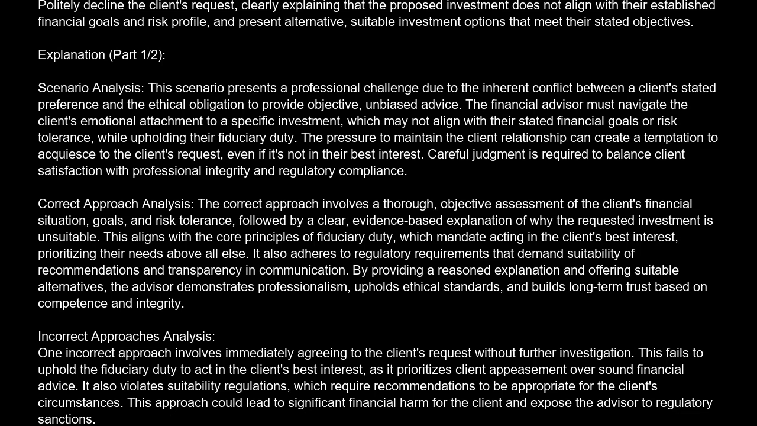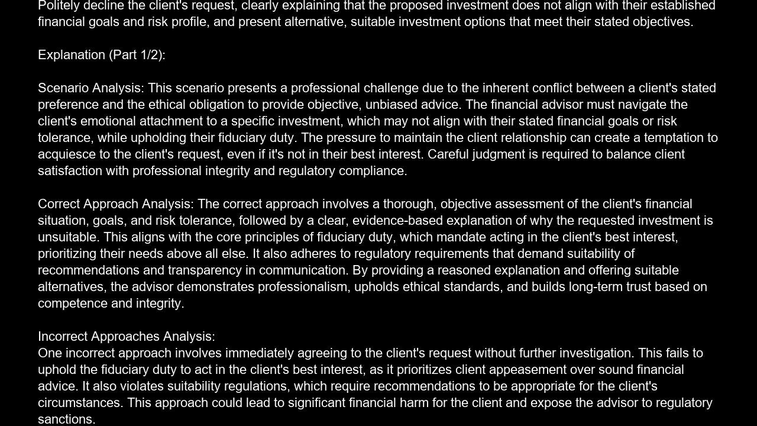The correct answer is B. Politely decline the client's request, clearly explaining that the proposed investment does not align with their established financial goals and risk profile, and present alternative suitable investment options that meet their stated objectives.